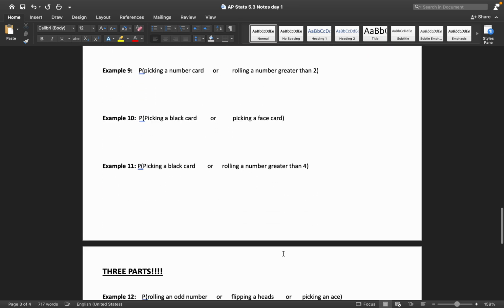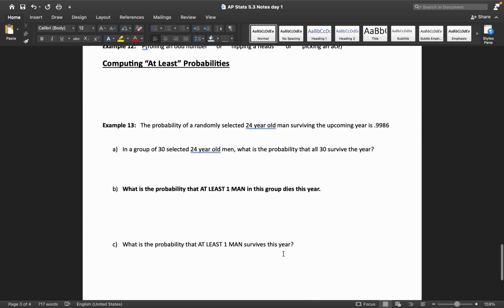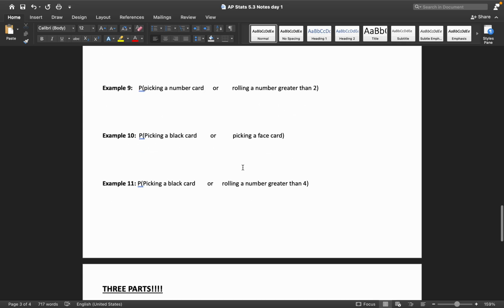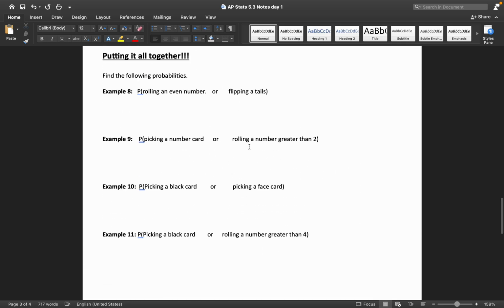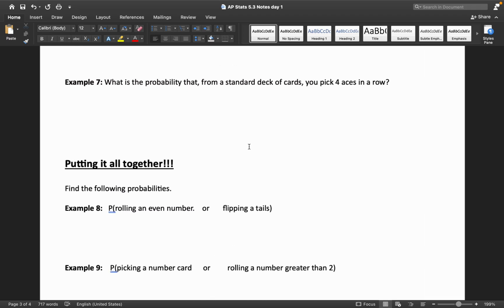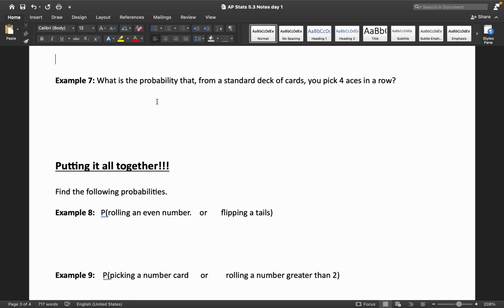Alright, so let's look at a few more examples here. We'll talk about at least probabilities tomorrow, but I will ask you to please fill out those notes. So what's the probability of picking 4 aces in a row without replacing them? So you take a card out, you take another card out, you take another card out, you take another card out, you got 4 in your hand, 48 in the deck.